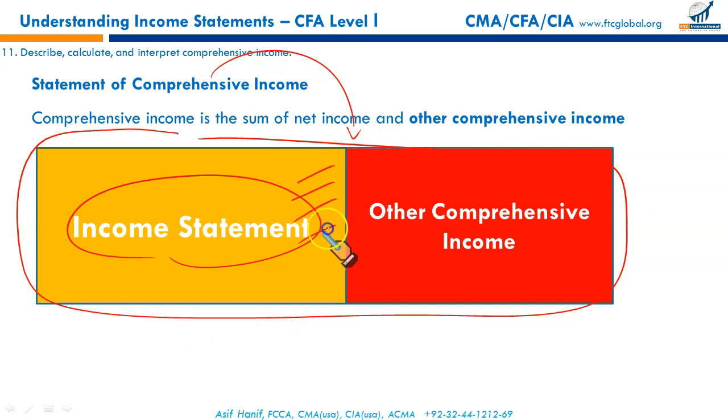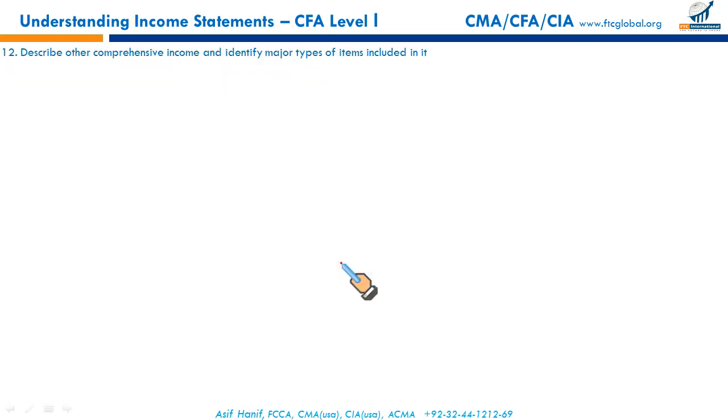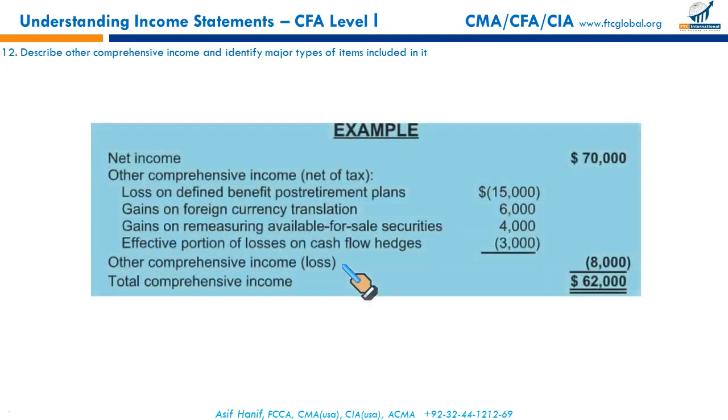We discussed it in detail. We have been preparing it repeatedly. What is other comprehensive income? Other comprehensive income contains certain transactions that are so unique and different they cannot be reported in the main body of your income statement. These are the 4 transactions. Loss or gain on defined benefit post-retirement plans. Any gain and loss is not reported in your income statement, it is reported separately in other comprehensive income.